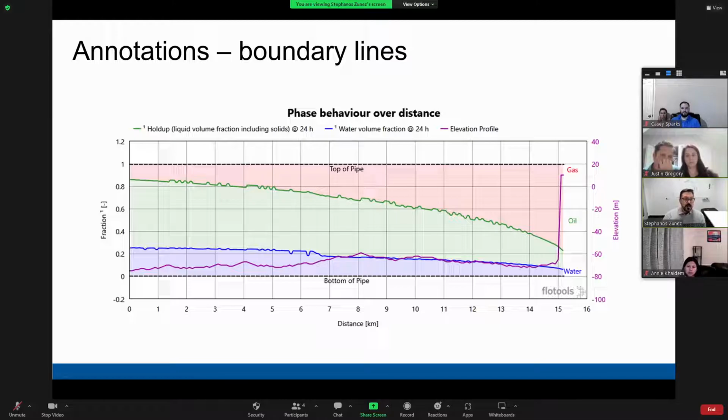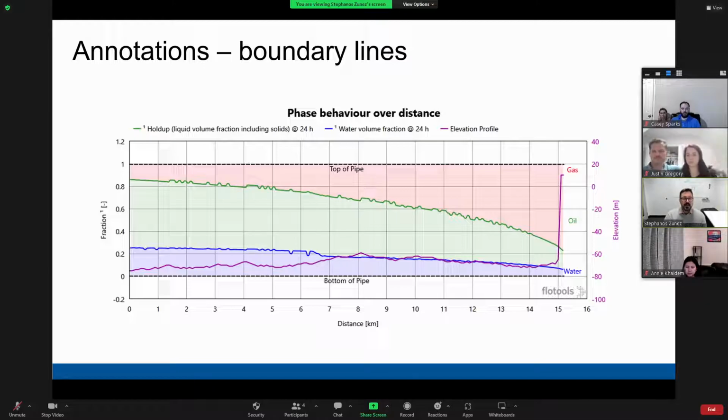For example, here the proportions of gas, oil, and water are obvious, as water is highlighted in blue between the boundary line, bottom of pipe, and the profile curve, total water volume fraction. Oil is highlighted in green between water and holdup, and gas is highlighted in red between holdup and the boundary line, top of pipe. To further clarify, a consistently colored label is used to annotate each phase on the chart as gas, oil, and water.